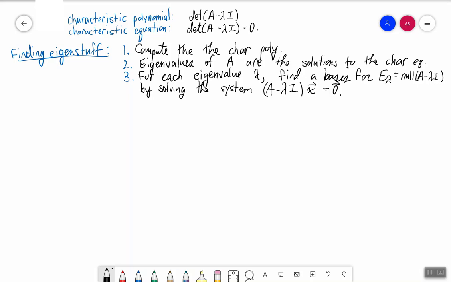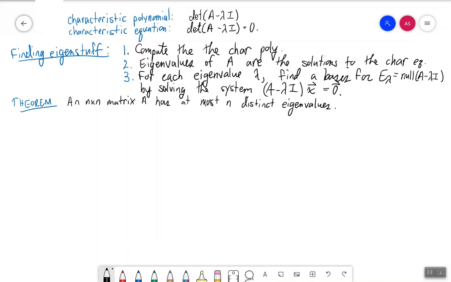Usually when someone asks you to find the eigenvectors for an eigenvalue, what they actually mean is find a basis for the eigenspace of that eigenvalue. Before going on to an example, I want to point out a theorem: an n by n matrix A has at most n distinct eigenvalues. This is simply because the characteristic polynomial is a polynomial of degree n for an n by n matrix, and by the fundamental theorem of algebra, this has at most n roots. If you're not familiar with the fundamental theorem of algebra, I would encourage you to go to Appendix D in the book, and everything we will need for this unit is in Appendix D.